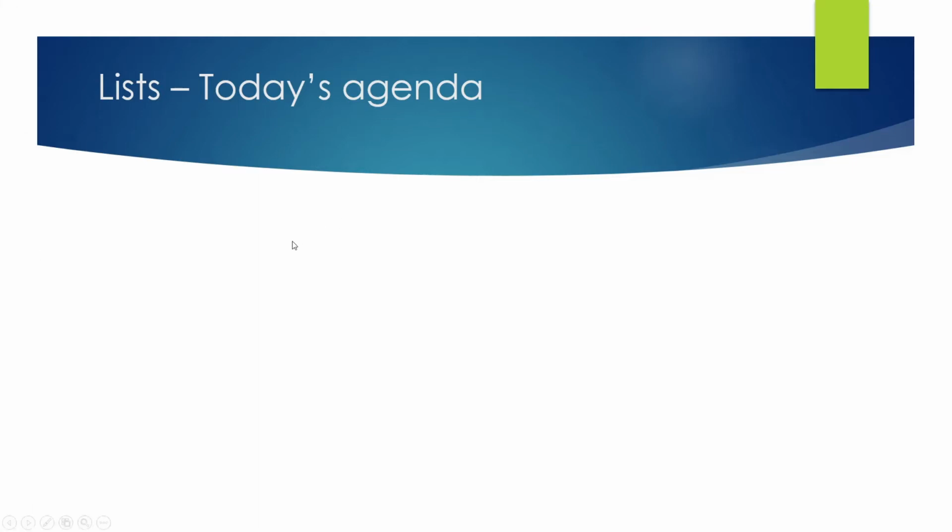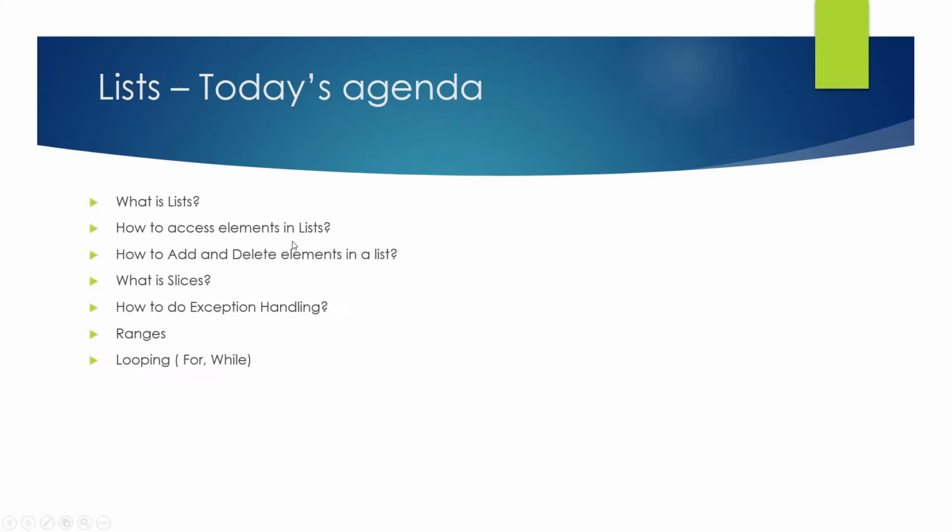So the first thing that we are going to discuss today is what exactly is a list. What do we know of lists? How do we declare them? We'll talk about that. How do we access elements in a list? How to add and delete elements in a list? What exactly is slicing? What are slices? What is the range? And then how to do exception handling, ranges and looping with for and while loops.